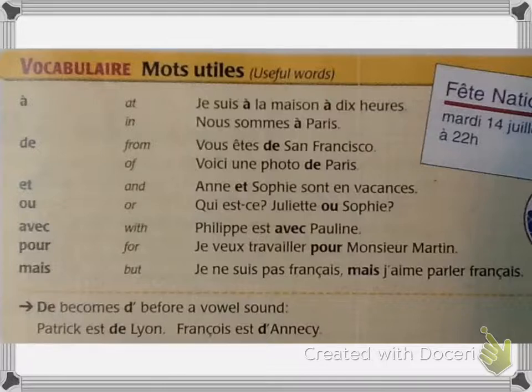And notice the little note that the de becomes a d apostrophe before a vowel sound. S'il vous plaît, répétez. Patrick est de Lyon. François est d'Annecy.